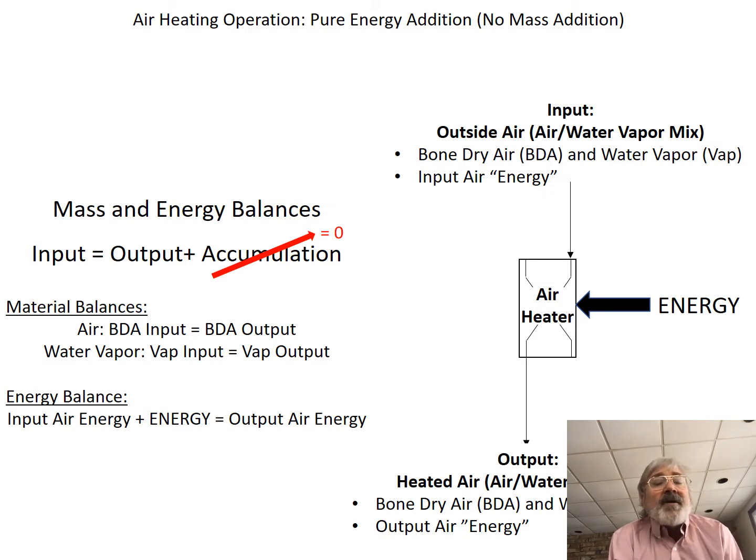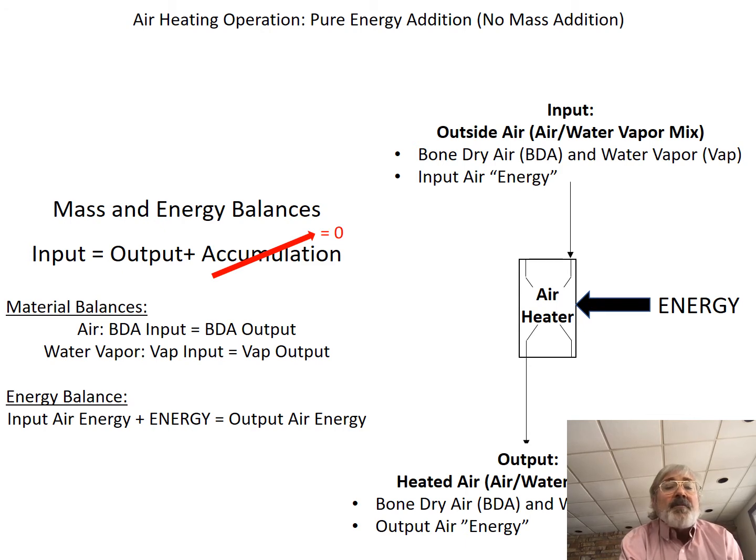Because I'm a chemical engineer, I have to show you mass and energy balances. You do need to use these to make those numbers that you're getting off your chart mean anything. But in this case, I have an input air that is a mixture of air and water vapor. I have an output that's a mixture of air and water vapor, and I'm also inputting energy.